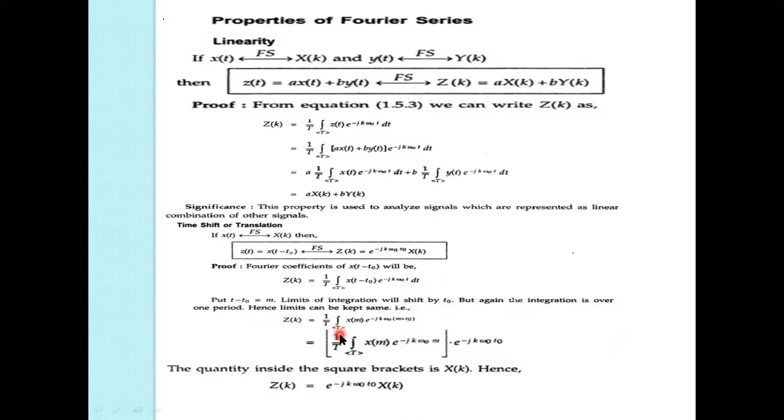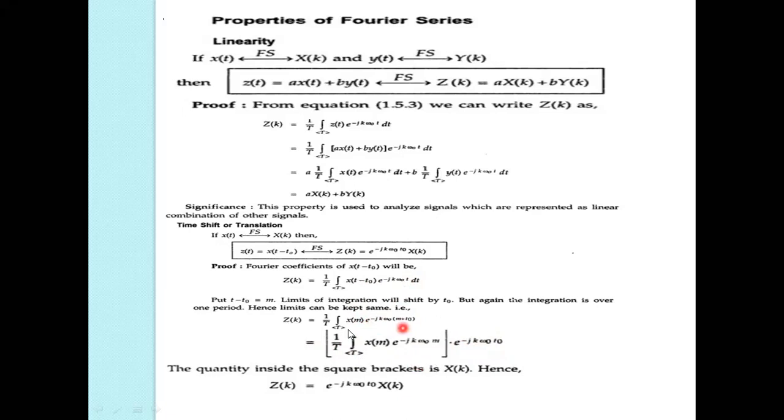So I'm not changing the limits of t, even if t changes to m. See, t minus t naught is replaced with m here, and t is replaced with m plus t naught. So rewrite the expression: 1 by T the integral over T of x of m, the first exponential e power minus jk omega naught m, multiplied with the second exponential e power minus jk omega naught t naught.